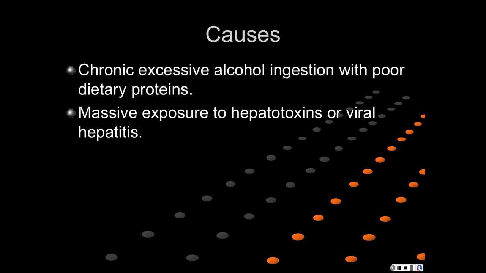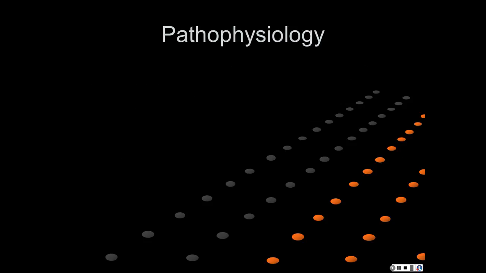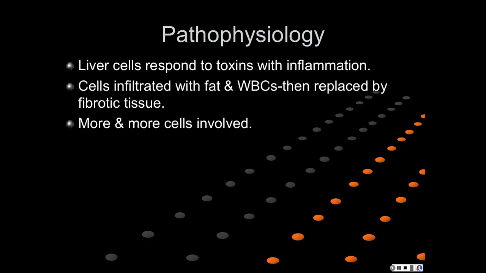Okay. A massive exposure to anything that is toxic to the liver, whether I talk about viral hepatitis, biliary liver failure due to gallbladder disease, like we said earlier on, any gallstones, anything that is going to obstruct the flow of bile in and out of the liver may cause cirrhosis. And in the long run, because once the liver fails, there tends to be fluid retention, it can lead to cardiac failure.